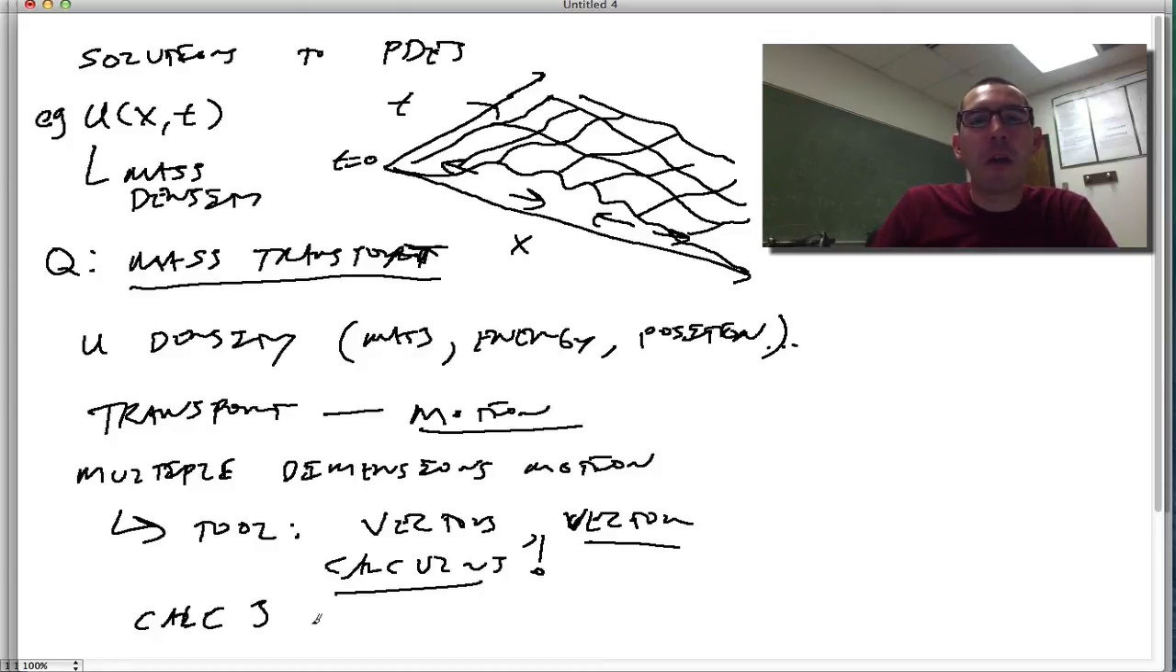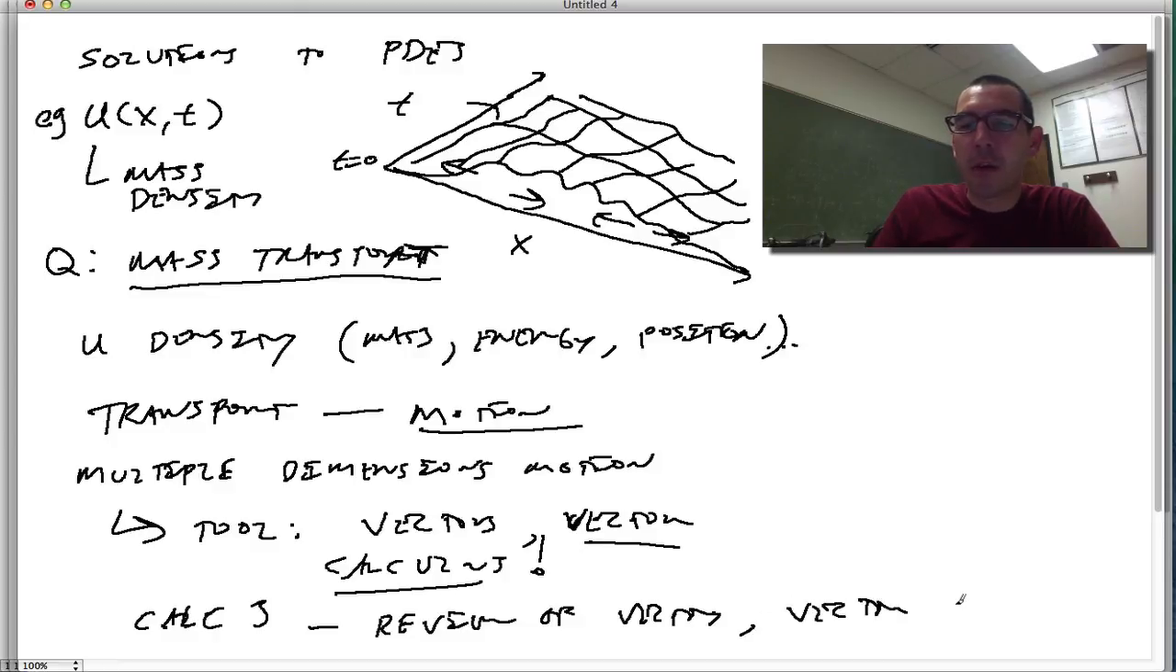Before we dive right into PDEs in this class, what we really want to do is just a quick review. So we're going to do a review of vectors and vector calculus, because we want to just reactivate some of your memories of your knowledge of vector calculus, which is really going to aid in how we model the underlying physical processes that create partial differential equations.